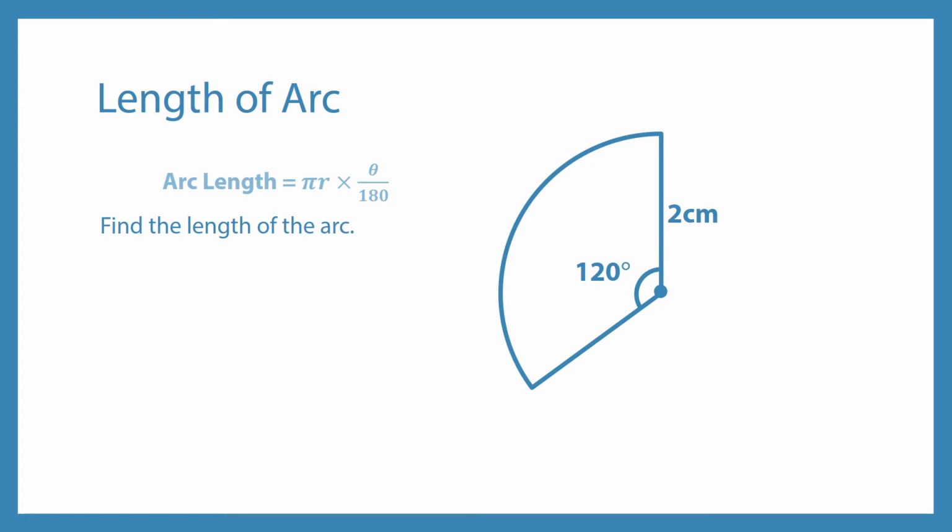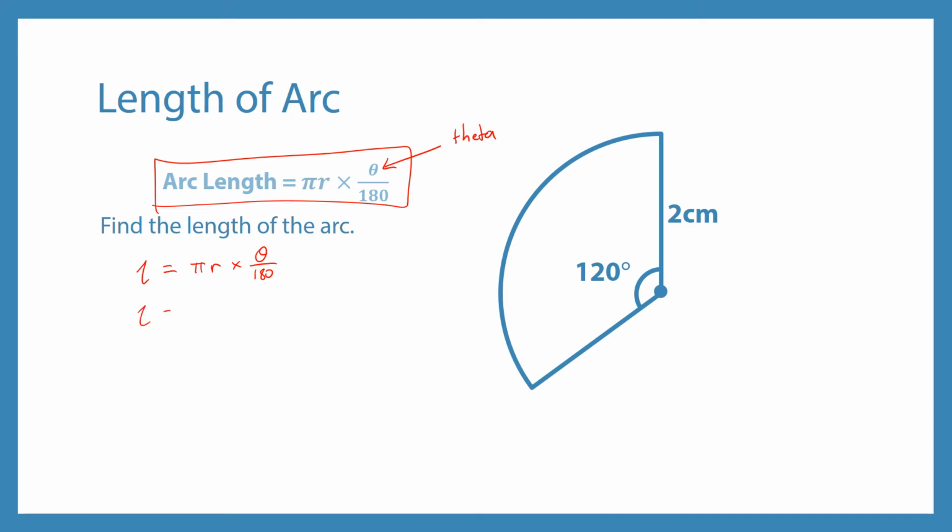In this question, we're asked to find the length of the arc, and we're going to use the formula that we've just found. So we go length equals pi r times theta over 180. This is called theta, and it's the symbol we often use to represent an angle. We could use x or y, but we just generally use theta.